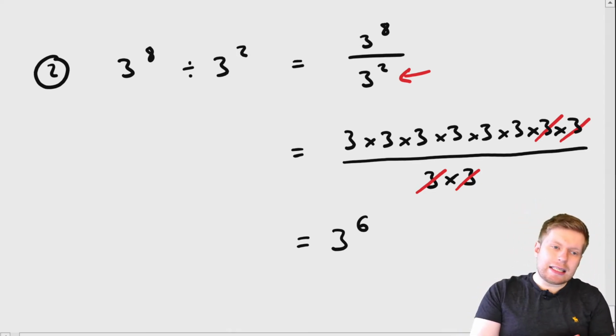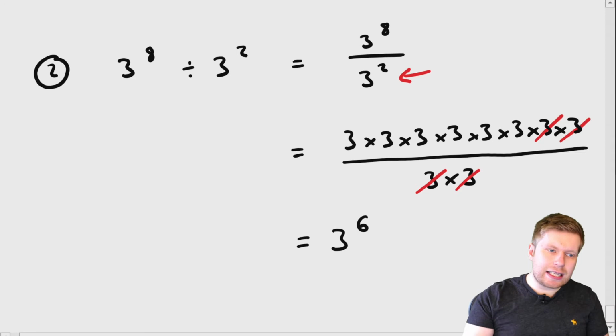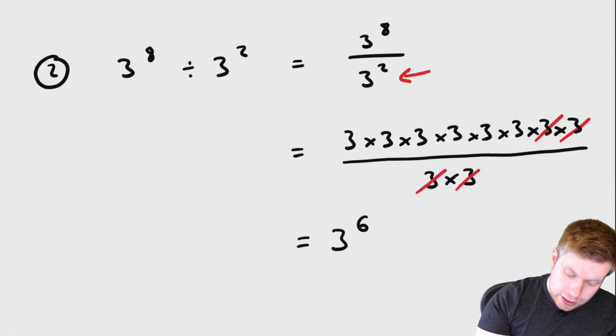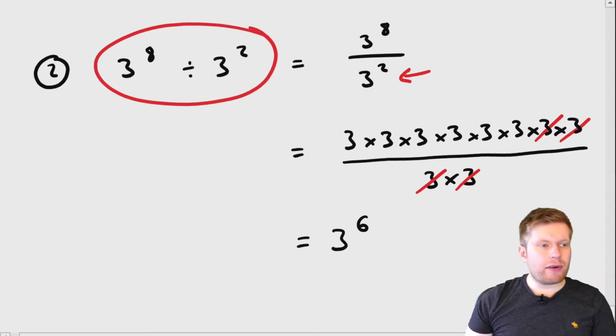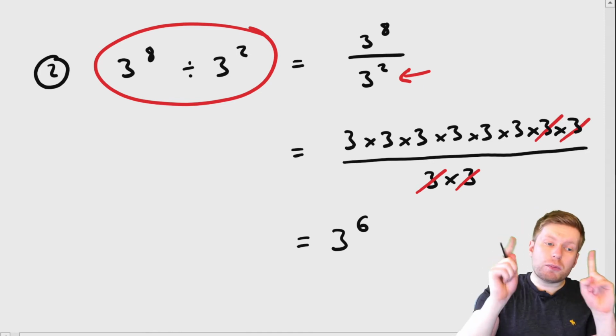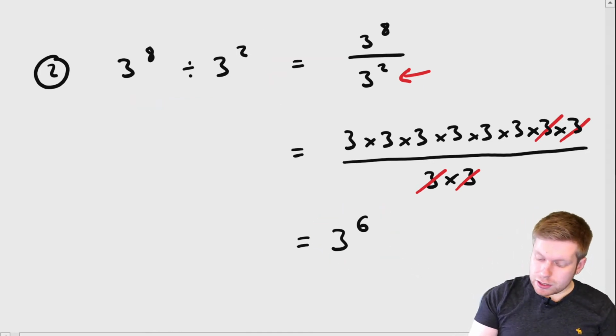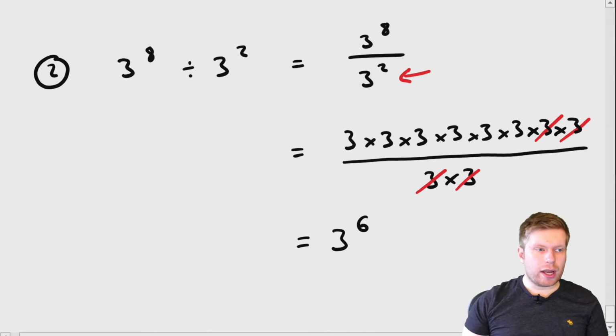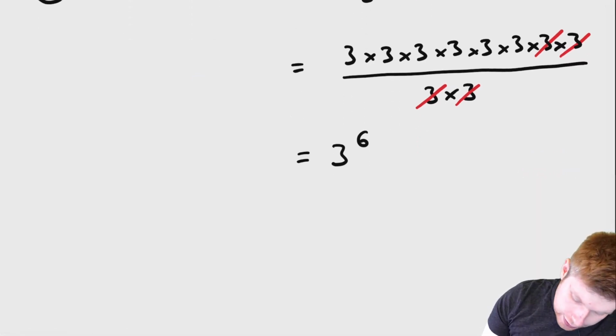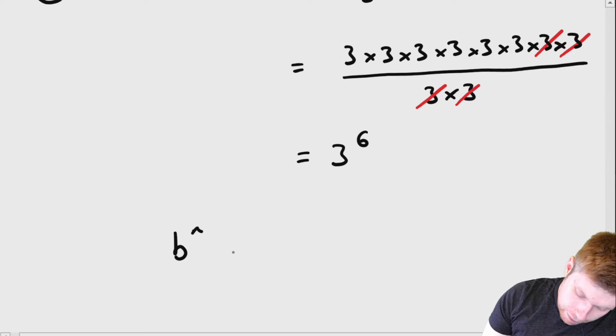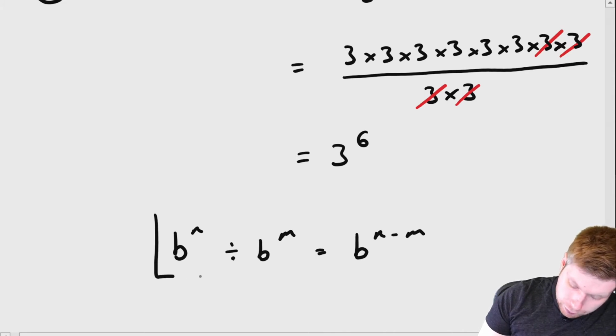Okay, so in this case, I should just subtract these powers together. You notice if I just look at this, 3 to the power of 8 divided by 3 to the power of 2, I should just subtract those powers to give me my 3 to the power of 6. Okay, reason? Because I'm literally cancelling stuff off. All right, so in other words, if I generalize this, b to the power of n divided by b to the power of m should just be b to the power of n minus m.